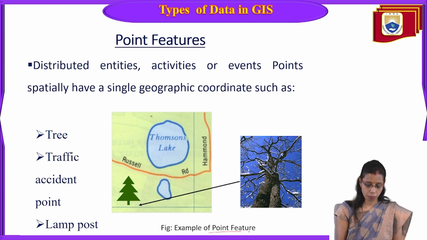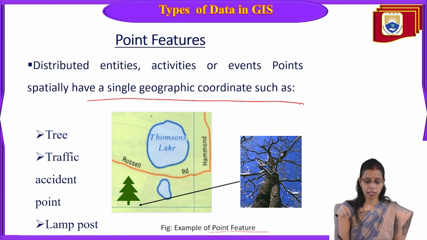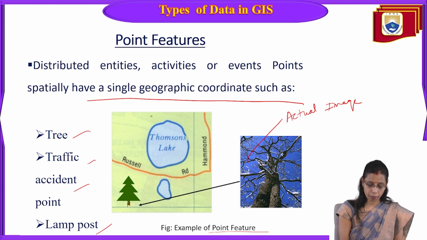Now this is one example of a point feature. Points spatially distribute entities, activities or events, and have a single geographic coordinate, such as, for example, a tree, a traffic accident point, or a lamp post. Now here this is the actual image. If this is the tree and you want to show it in the map, we have to show it like this. This is a point feature, we have to show it in the form of a point.